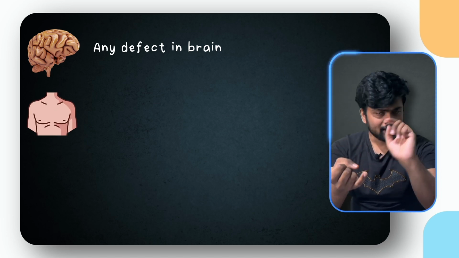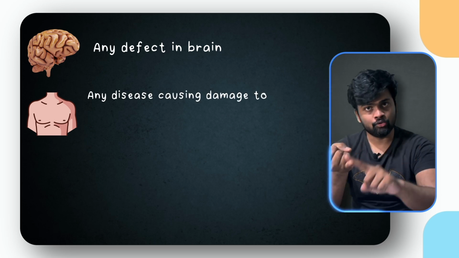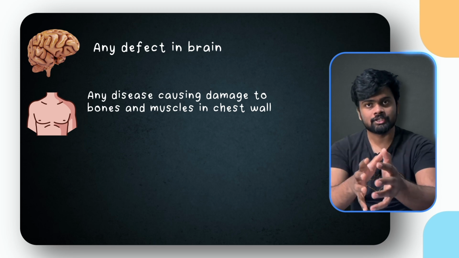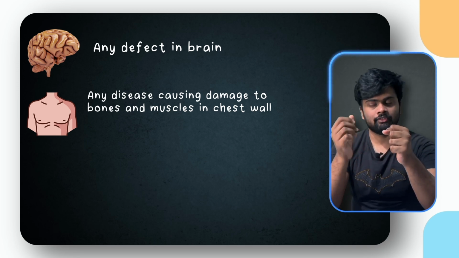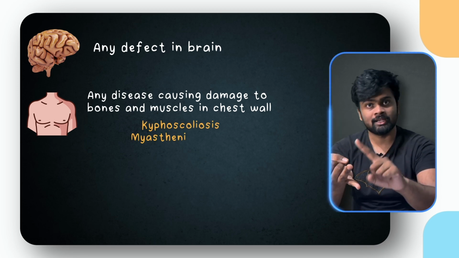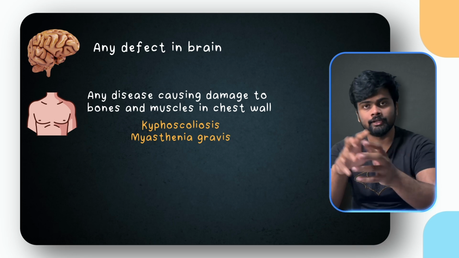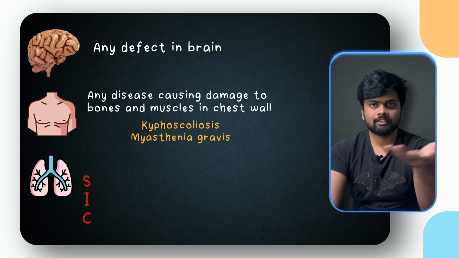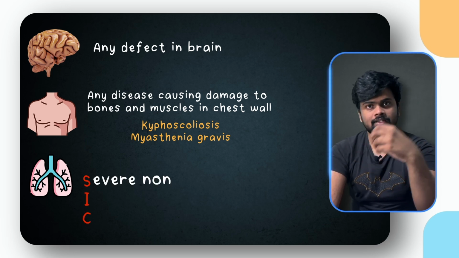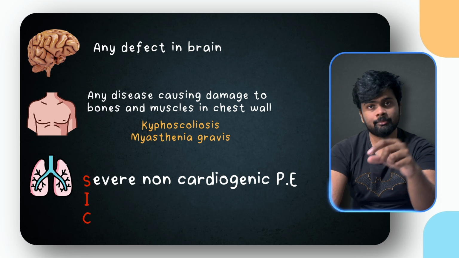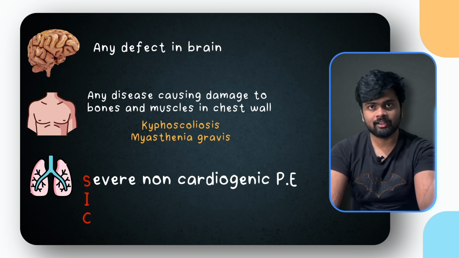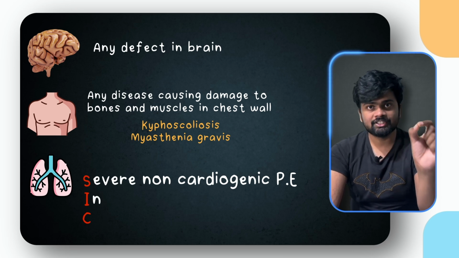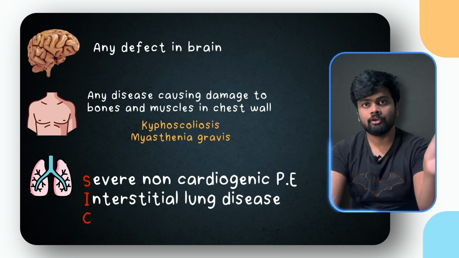Now the pump. Any disease causing damage to bones and muscles, that is the chest wall. If anything causes damage to the chest wall, it constitutes type 2 respiratory failure. For example, it may be kyphoscoliosis or myasthenia gravis of the muscles, etc. Now the effector organ. In the effector organ, we will remember it by SIC, that is our lung. S stands for severe ARDS, that is severe non-cardiogenic pulmonary edema. In mild to moderate cases, there is only inflammation, but in severe cases, there is damage of the interstitium. I stands for interstitial lung disease, and C stands for chronic bronchitis.